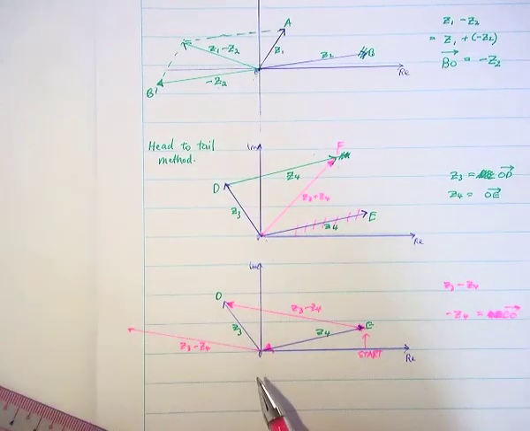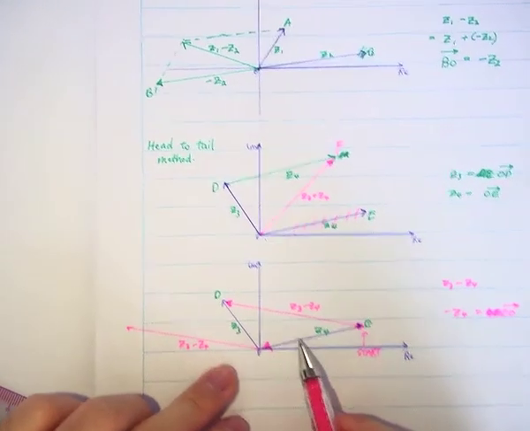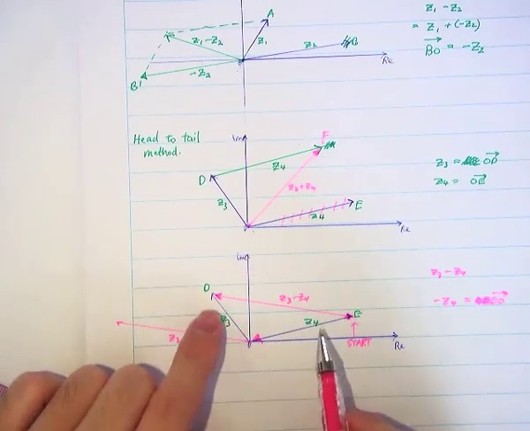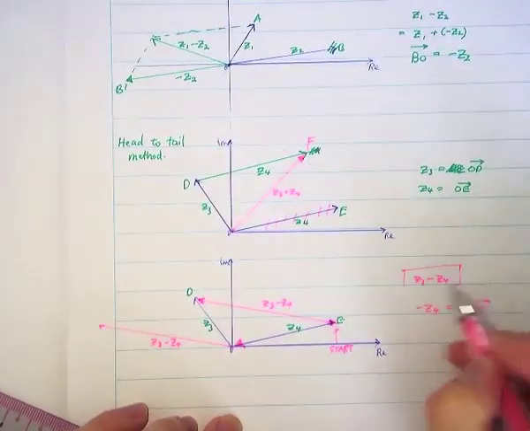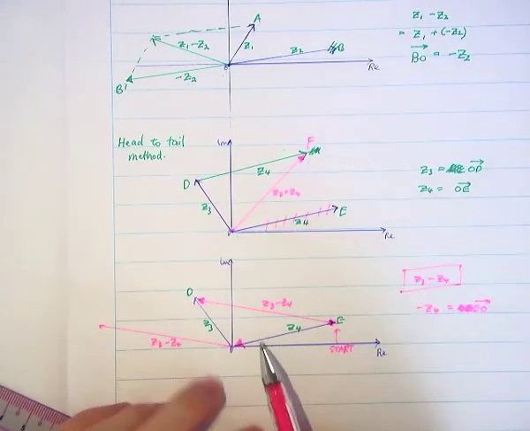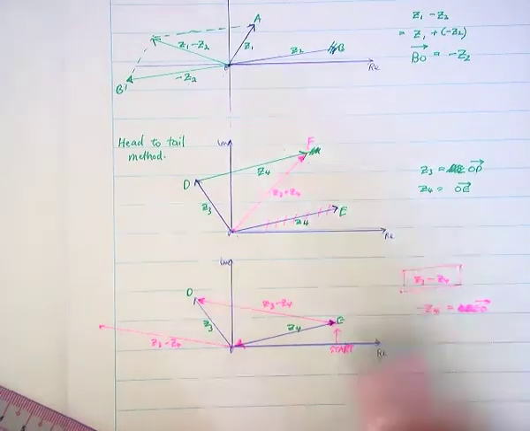Again, this could have been done with a parallelogram. As an exercise, why don't you attempt to subtract these two vectors like I've done here, using the parallelogram for these two vectors.